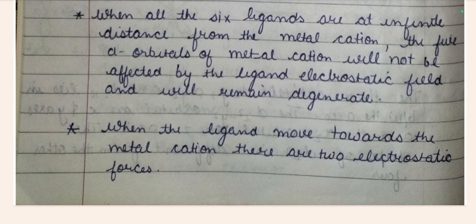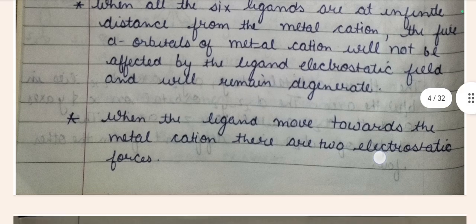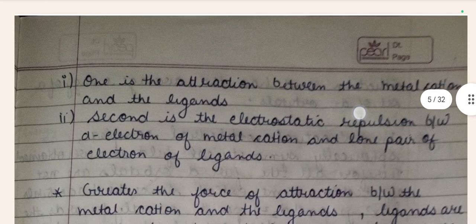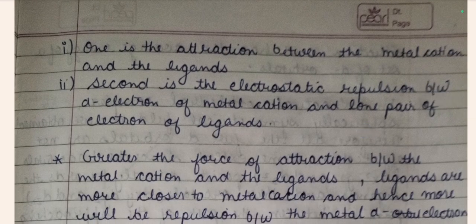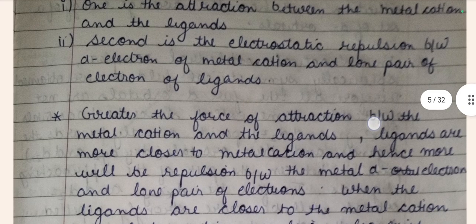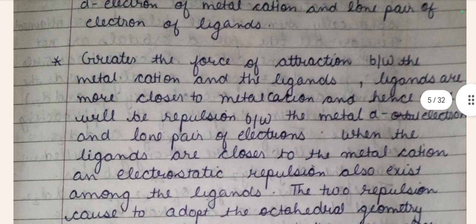When the ligand moves towards the metal cation, there are two electrostatic forces. One is the attraction between the metal cation and the ligand. Second is the electrostatic repulsion between the d electrons of the metal cation and the lone pair of electrons of a ligand. Greater the force of attraction between the metal cation and the ligand, the closer the ligands are to the metal cation. Hence, more will be the repulsion between the metal d orbital electrons and the lone pair of electrons.